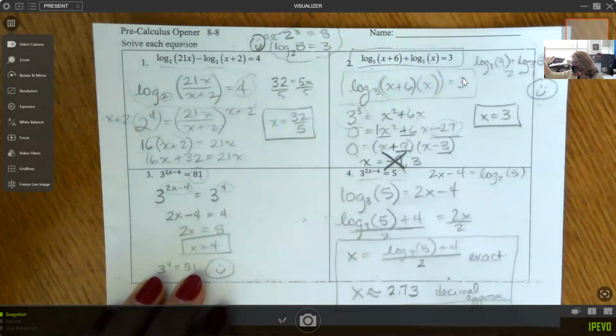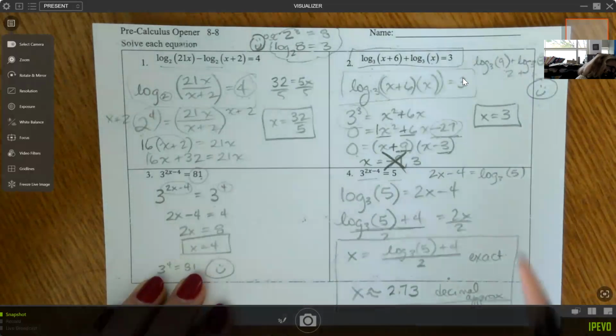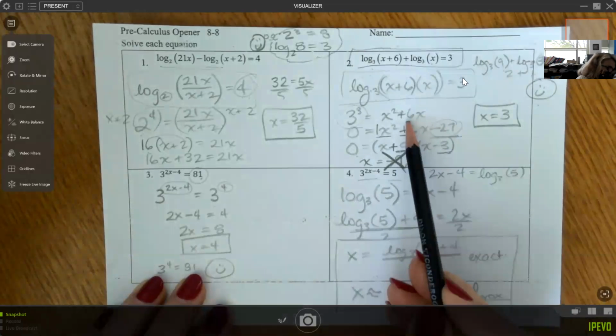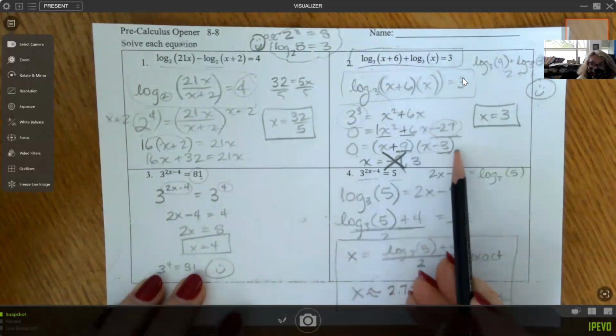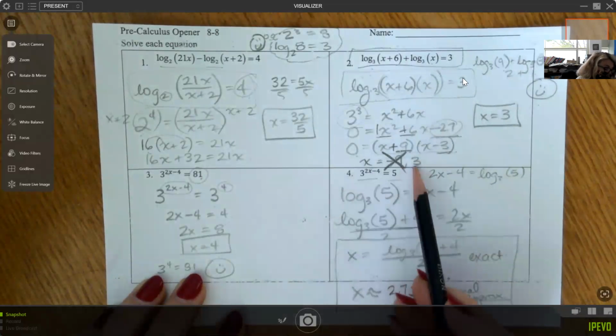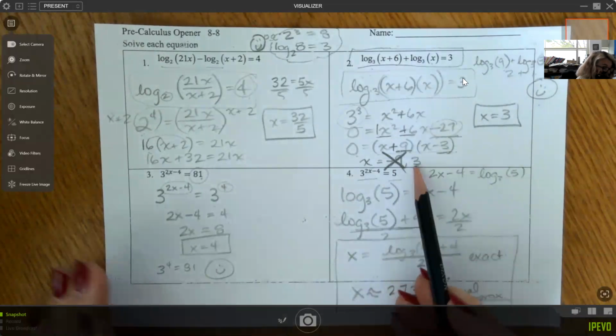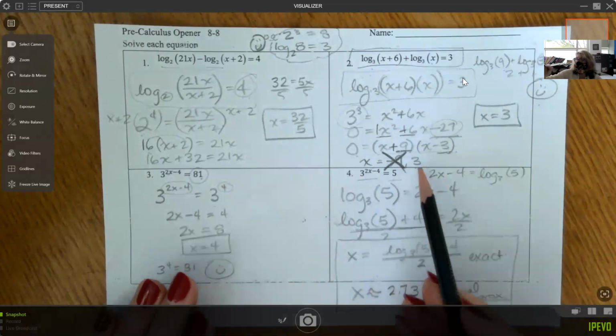I just need to look at it and say, hey, what two numbers multiply to give me negative 27 and add up to positive 6? So you correctly factored it as x plus 9 times x minus 3. So then you've got your answers being x using zero product property. My answers are x equals negative 9 and 3.